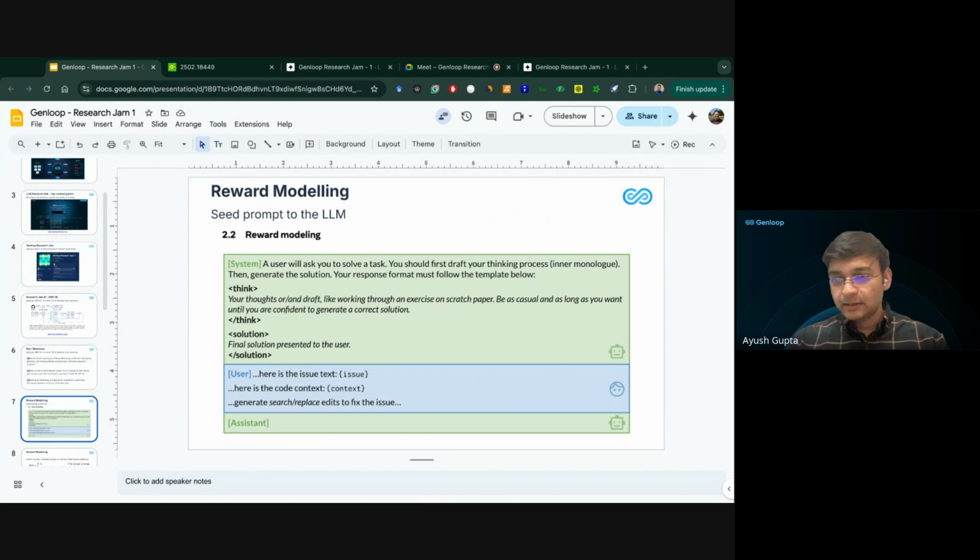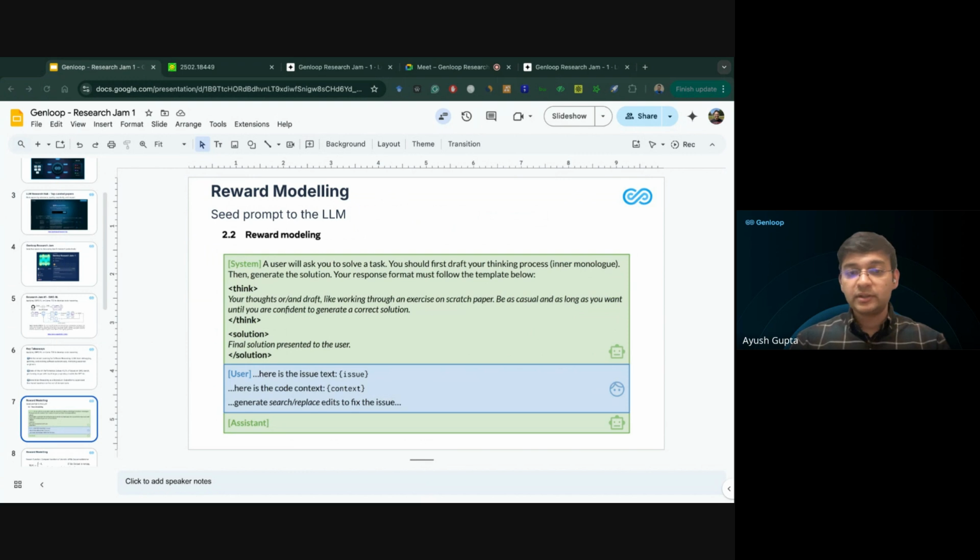Cool. So, how are they setting up the entire system? First of all, from the training perspective or from the test time perspective. So, the prompt to the system is simple: a user will ask you to solve a task. You should first draft a thinking process inside the thinking tokens and then generate the solution. And your response format must follow the template below. So you should give the thinking inside the think tags and then give your solution.